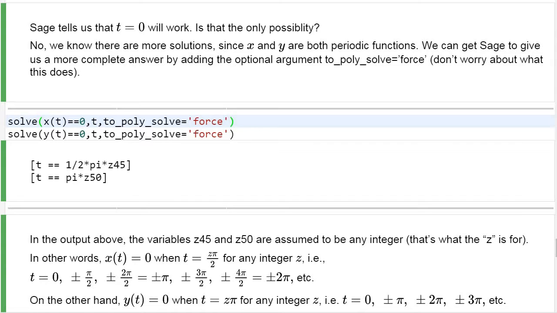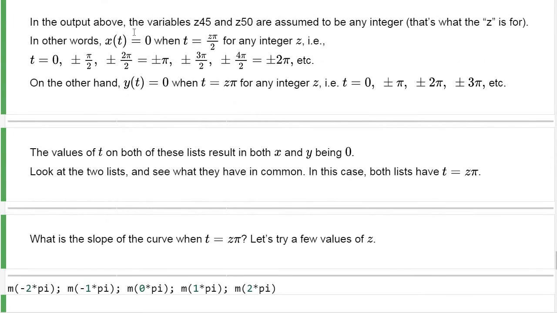If I reran this, those numbers would probably change. So you can try that if you want. Just put your cursor here, click run, and these numbers after the z will probably change. You can ignore those. It's the z that matters. Z means integer. So this is pi over 2 times some integer. This is pi times some integer. So in other words, x of t is 0 when t is z times pi over 2 for integer z, which gives us this list of possible t values. y is 0 when t is an integer times pi, or this list of t values.